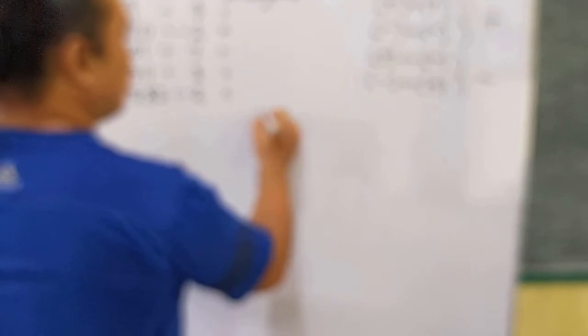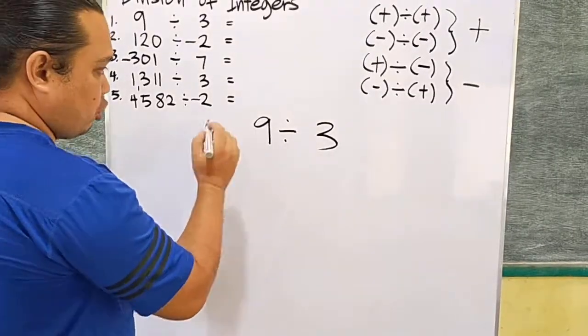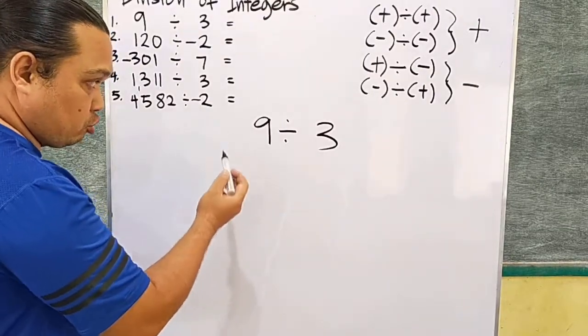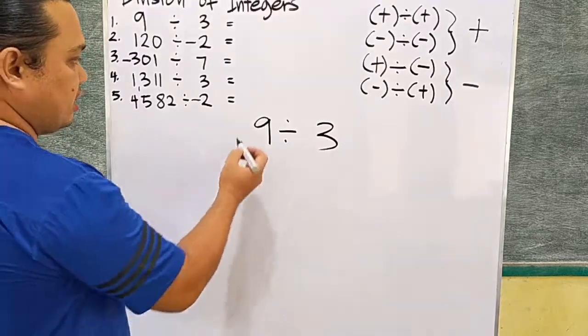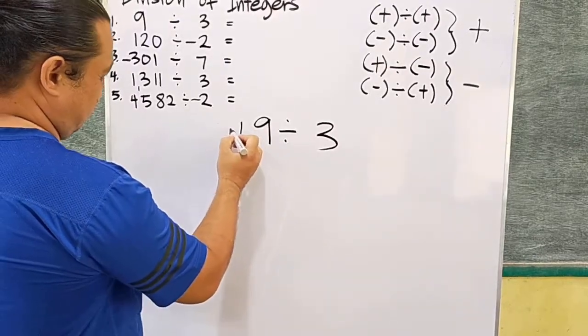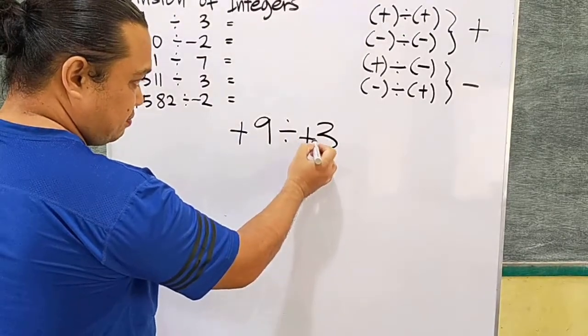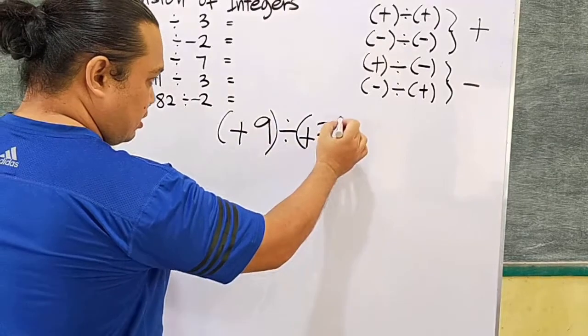That is 9 divided by 3. Okay. Or if we put it this way, because if an integer has no sign, it's automatically a positive integer. So if we're gonna put a sign here, it's a positive. Positive 9 divided by positive 3. Okay? That will be the result.